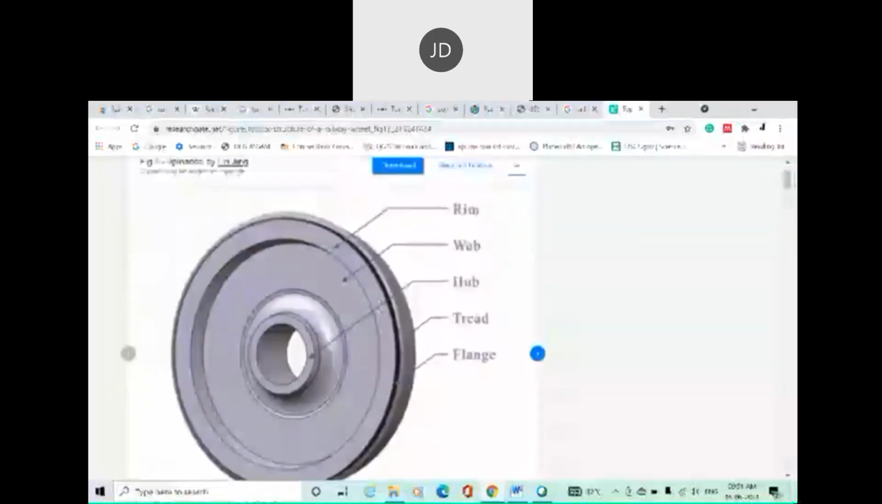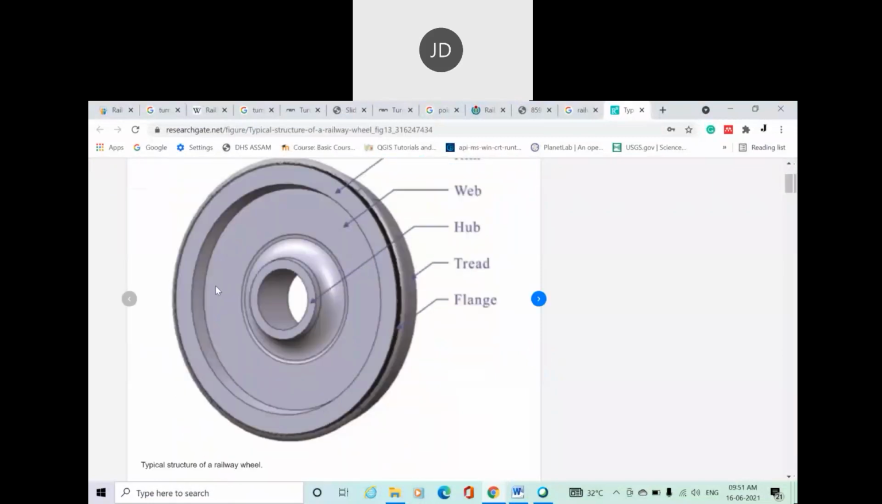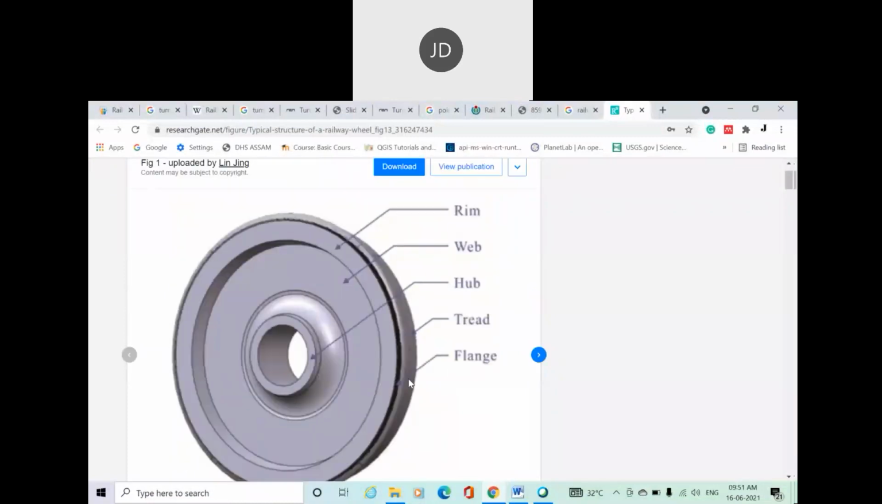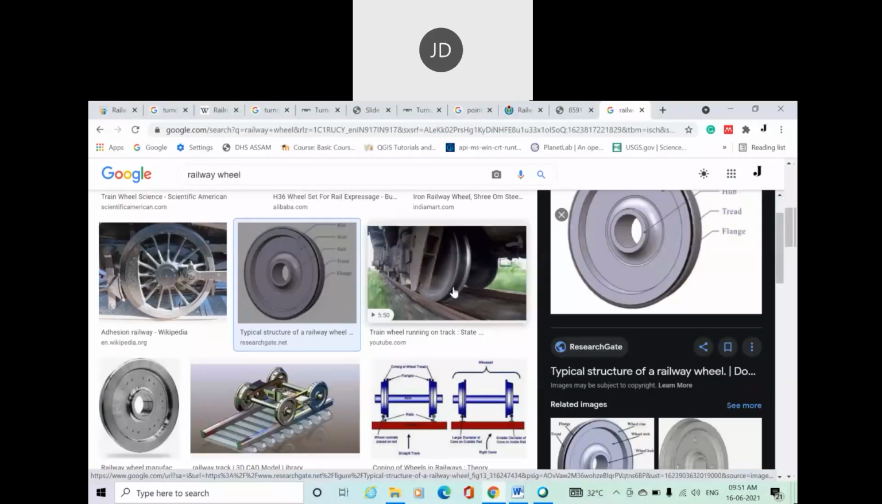This part is basically the web of the wheel. This part is called the rim. It is a 3D diagram. Can you see? This is the depth, and this is the flank. Anyway, this diagram is not that clear. I'll show you another one, the real one. I want to show you a real diagram.